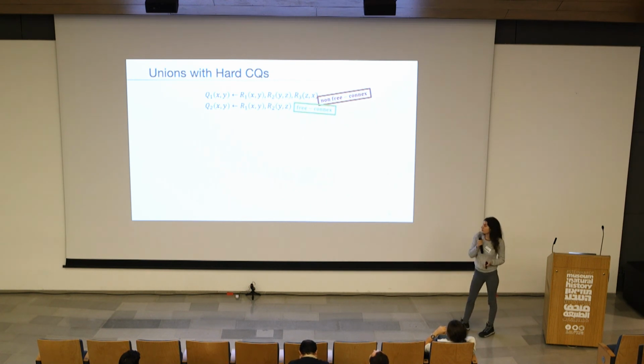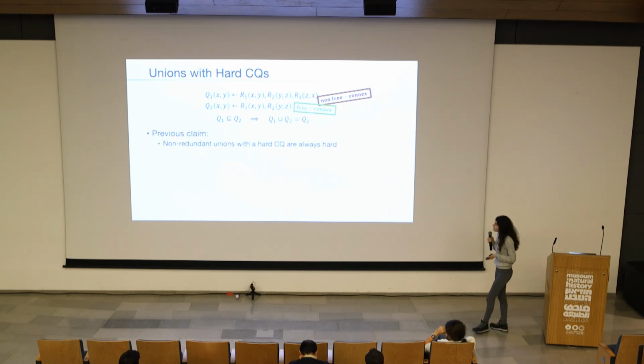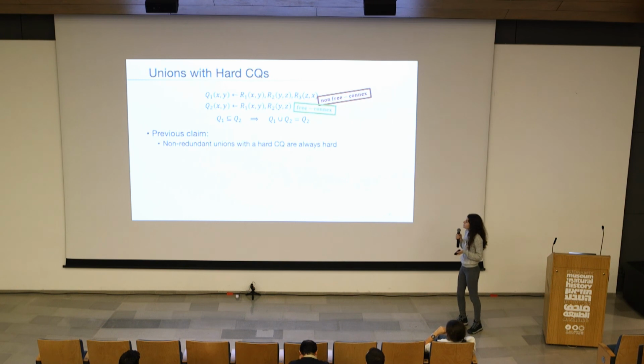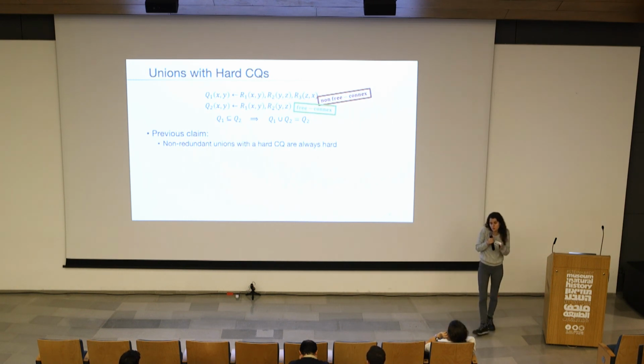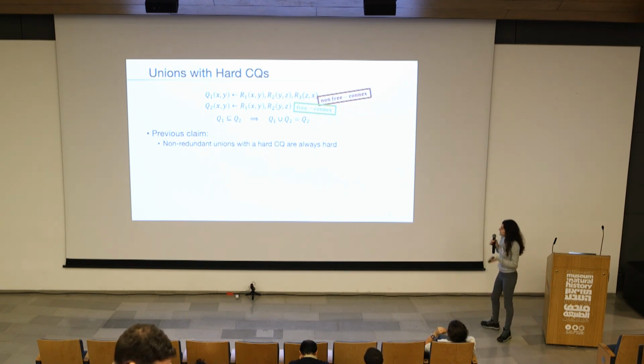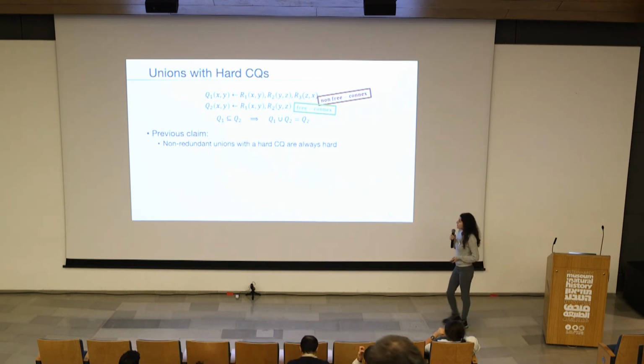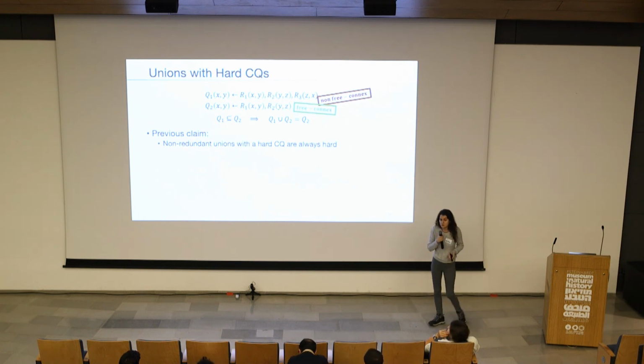But if you look carefully, you'll see that everything that's an answer to the first query is also an answer to the second query, because the first query just has another restriction. This means that the entire union is equivalent to the easy query. So this is a union that contains a hard query that's easy. But that's not very interesting because this query is redundant. So it makes sense to look at non-redundant unions.